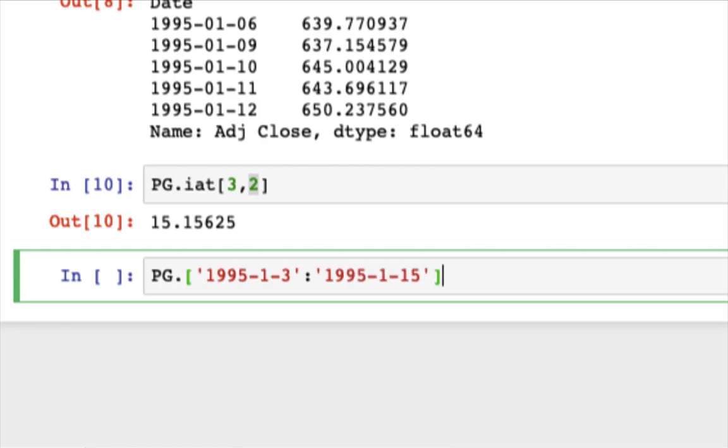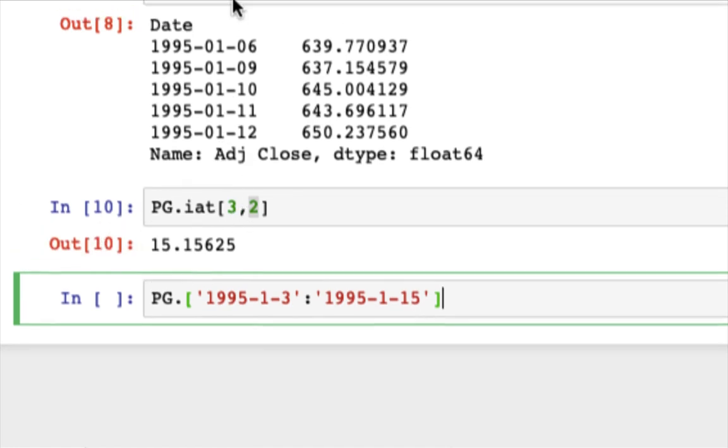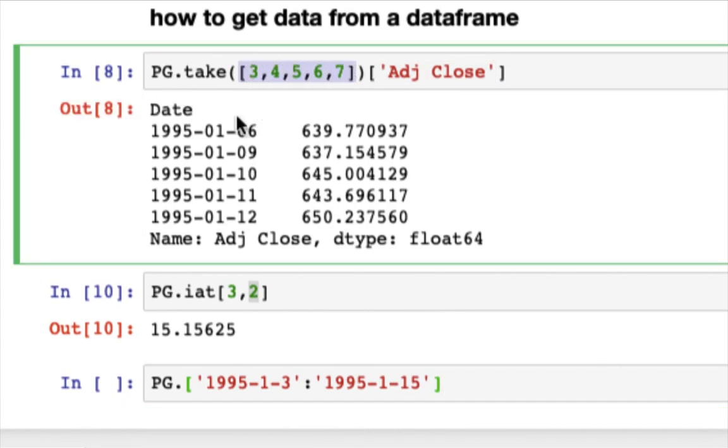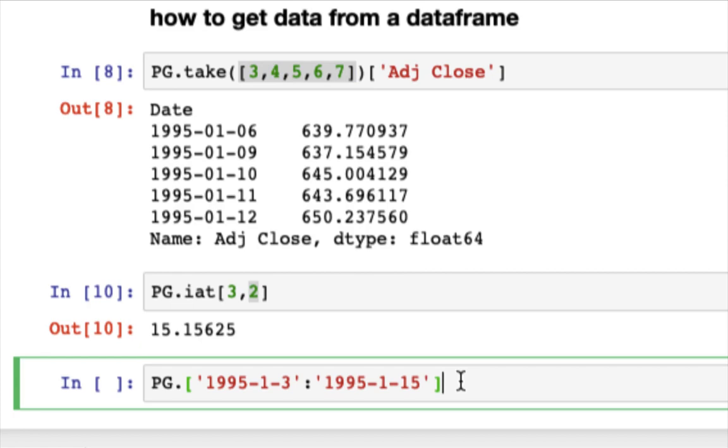This extracts. This is much more useful if you want to work with dates explicitly. This is more useful if you want to work with indexes. It's much more useful if you want to work with dates explicitly.